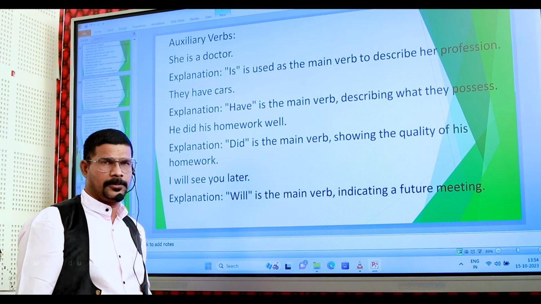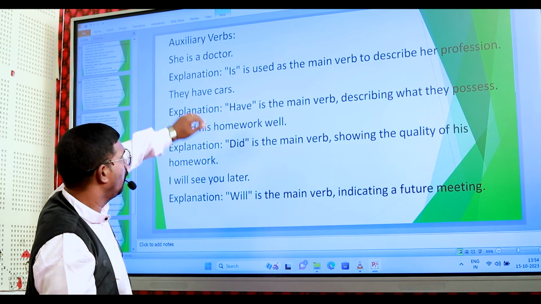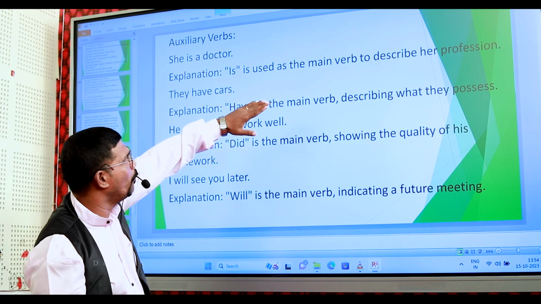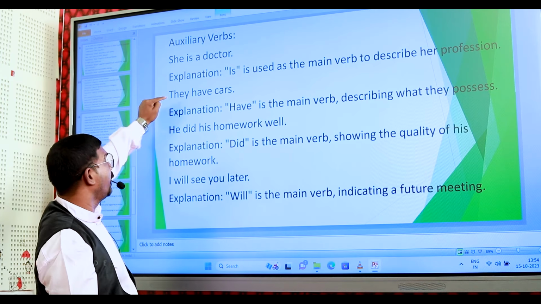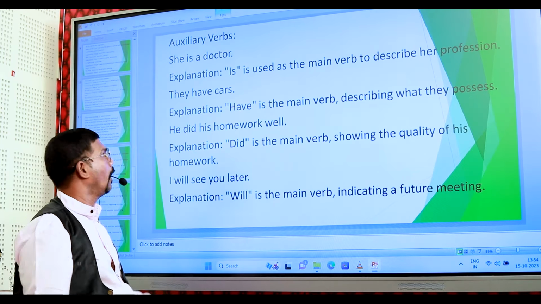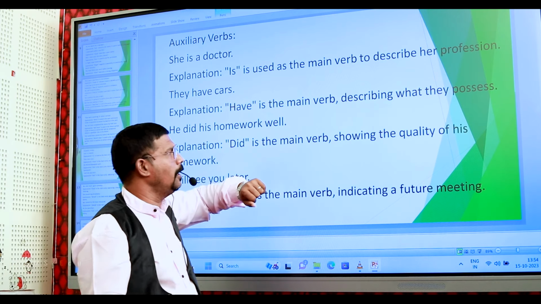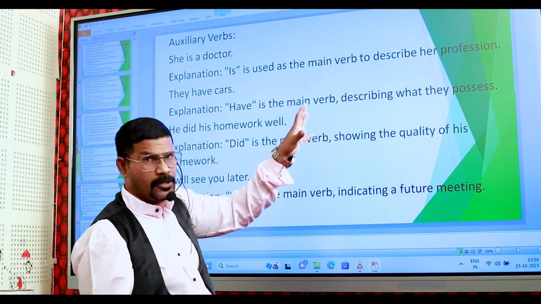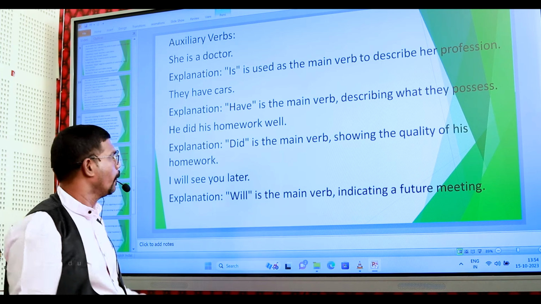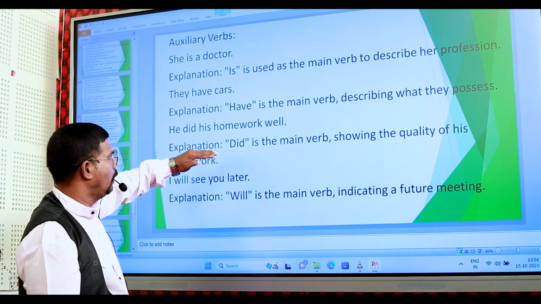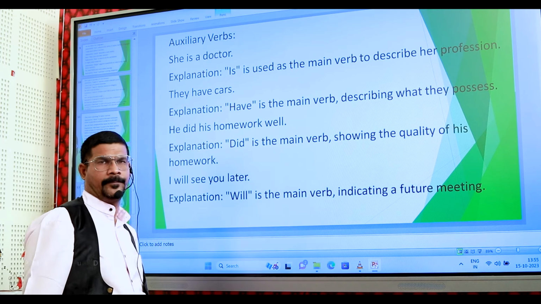What about auxiliary verbs? She is a doctor. Explanation: is is used as the main verb to describe her profession. Next one is they have got. Explanation: have is the main verb describing what they possess. Next one, he did his homework well. Explanation: did is the main verb showing the quality of his homework.